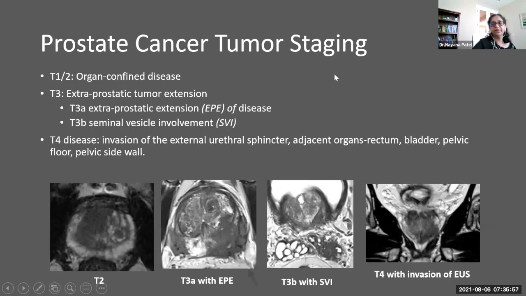So we know now that multiparametric MRI can help with the tumor staging, which is very important to triage the patient for the appropriate treatment option. And you can see here, in this case, the tumor is confined within the gland, so it is T2 stage. In this case, the tumor is extending outside the gland. It's called extraprostatic extension. Here is the tumor invading the seminal vesicle, which is T3b. And here is the tumor invading the external urethral sphincter, which is T4.